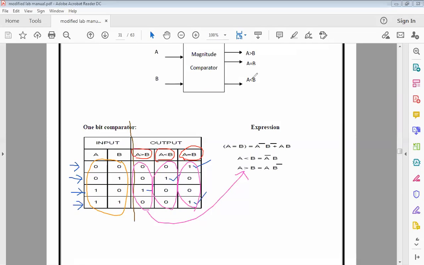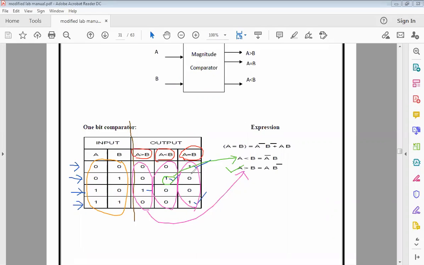Any confusion? No, sir. Yes. So this equation is validated. Now for A less than B also, you can just check one value here. So when is this going high? When A is low and when B is high. So which means A bar B. So that value will come here, which is A bar B.